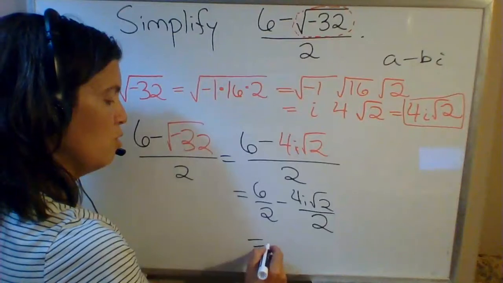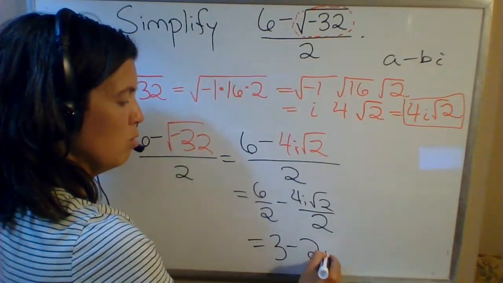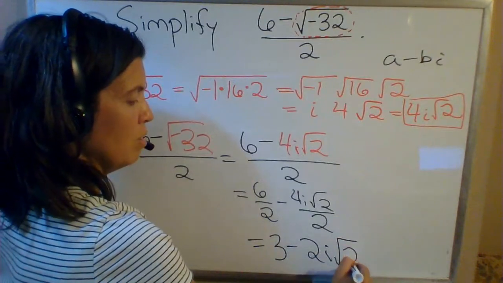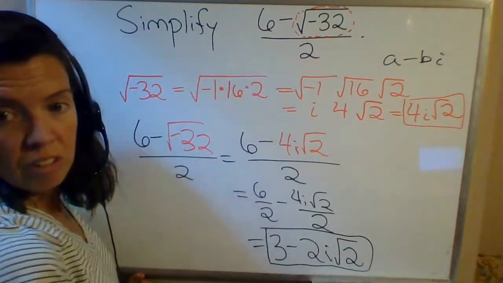And so 6 over 2, that's 3. 4 divided by 2, that's 2i square root of 2. So this would be your final answer on that one.